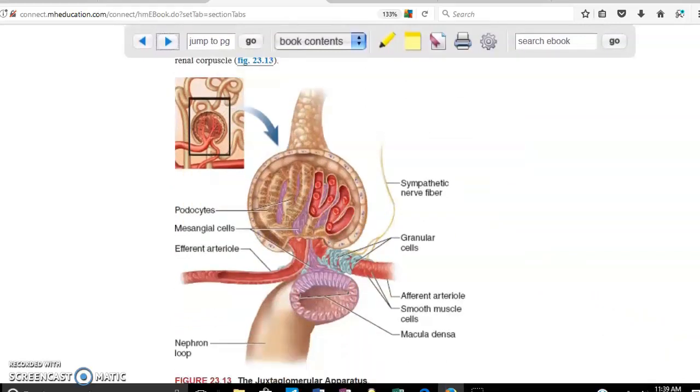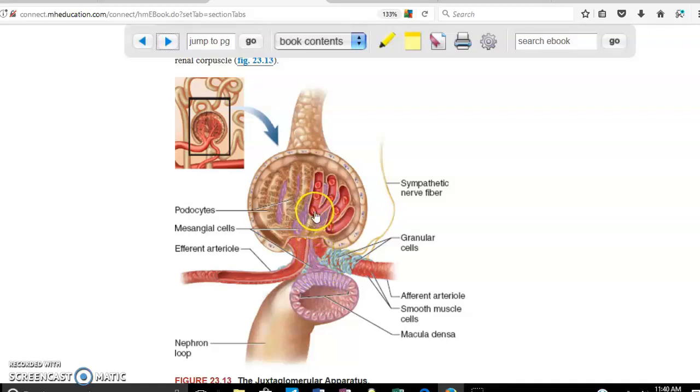Right here we have this figure, and we can see in here that you have a blood vessel. When blood pressure increases, this is going to try to push the blood vessel out, but since the blood vessel has muscle, the muscle will constrict. That's the myogenic mechanism. Then you have this other part, the juxtaglomerular apparatus. The juxtaglomerular apparatus has three pieces: macula densa, mesangial cells, and granular cells.